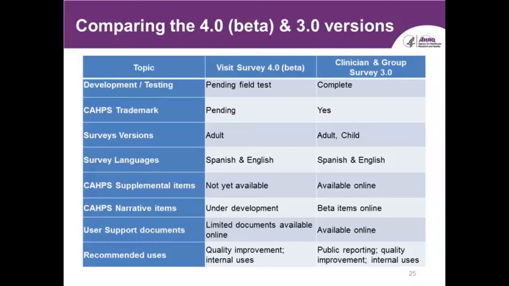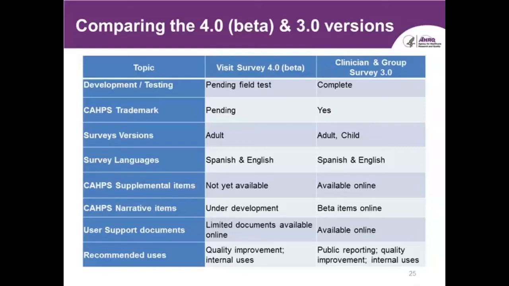To support CAHPS surveys, AHRQ also makes available guidance documentation in conjunction with the surveys. The Clinician Group 3.0 survey has a full set of guidance documents available, including information about best practices. Karen referred to AHRQ being a science-based agency, so this wraps up that information about best survey science with regard to survey preparation, fielding, data collection modes, and reporting. In contrast, the Visit 4.0 version has limited documentation as final development steps are still pending.